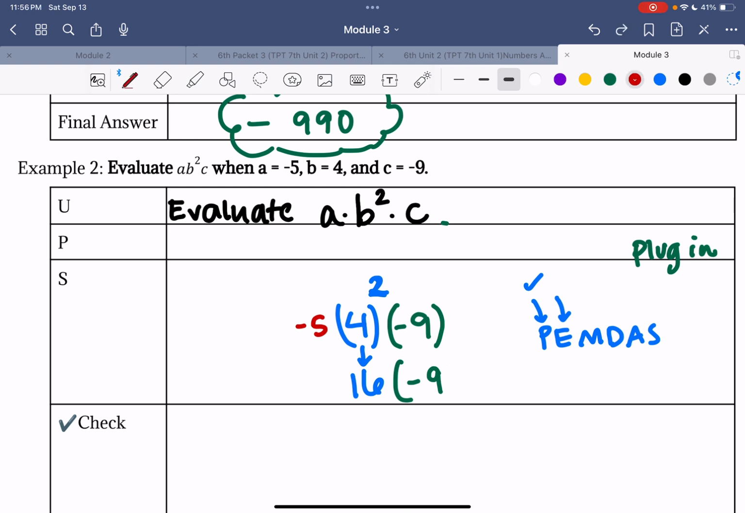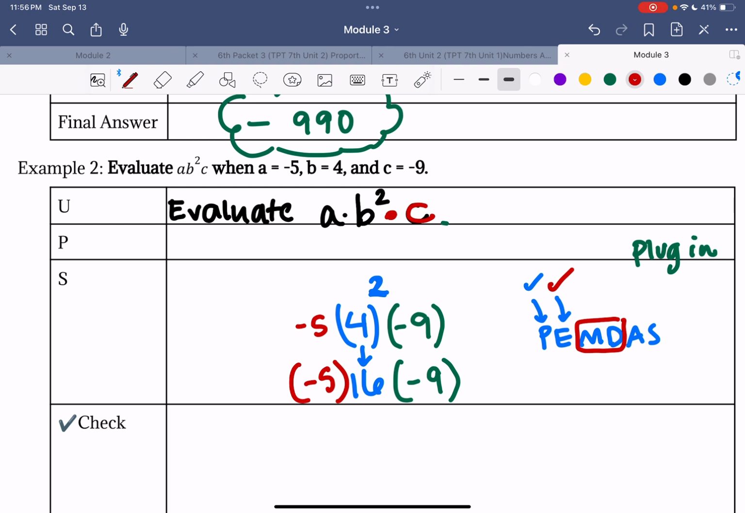And the -9 is being multiplied because the C is being multiplied at the end. So make sure that you don't forget the parentheses. If you don't put parentheses on it, you're going to think that, like just now, I thought it was 16 minus 9, but it's not. Okay. And then multiplication and division happens next. So now I'm going to take care of that.